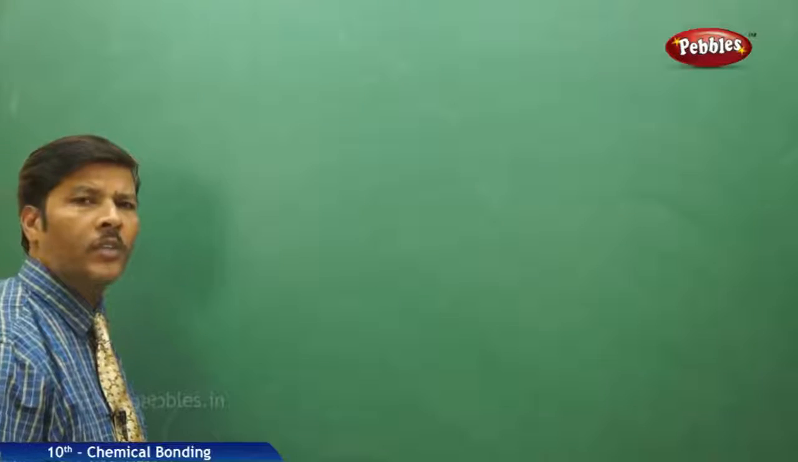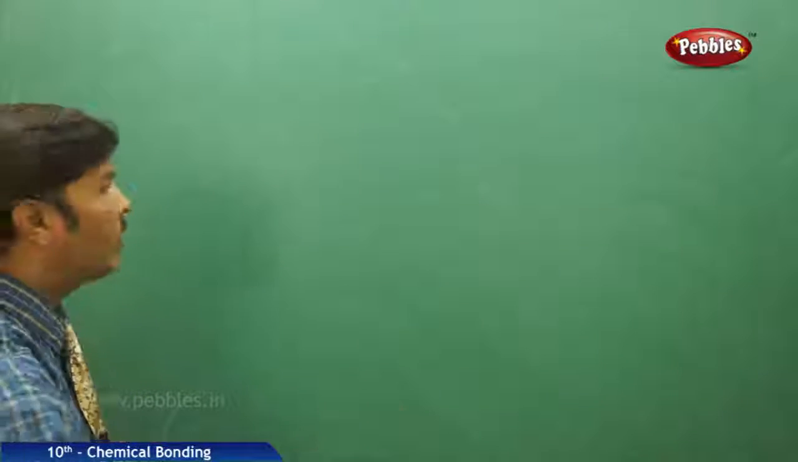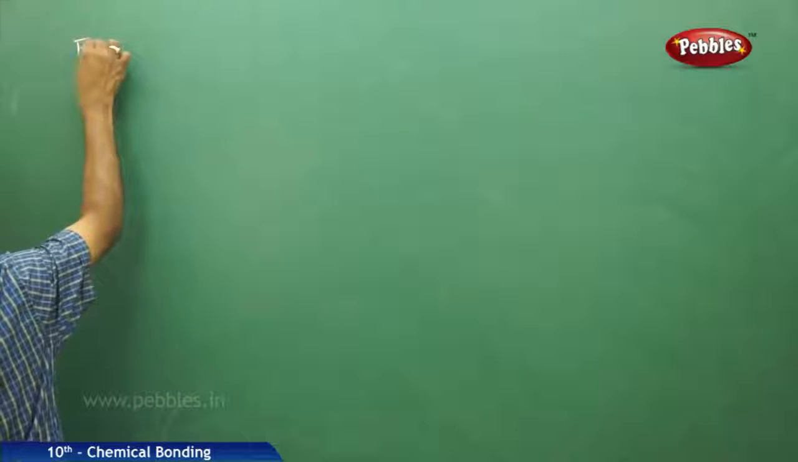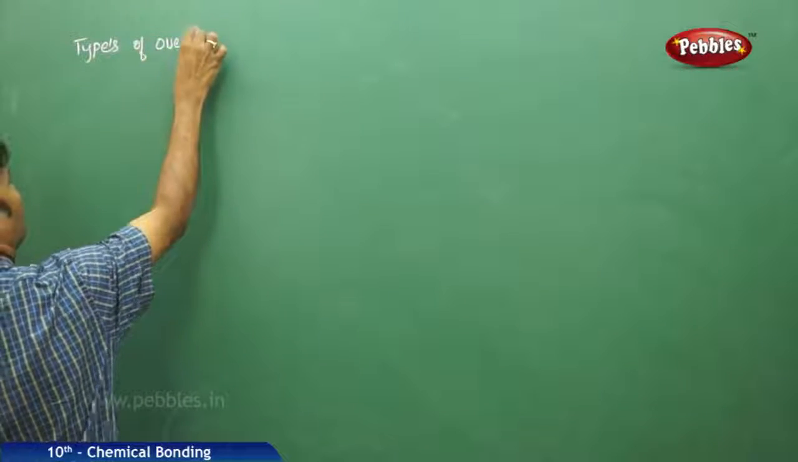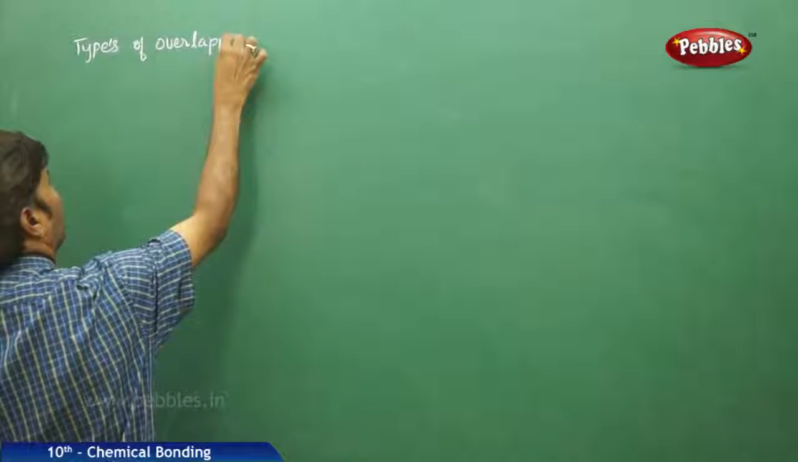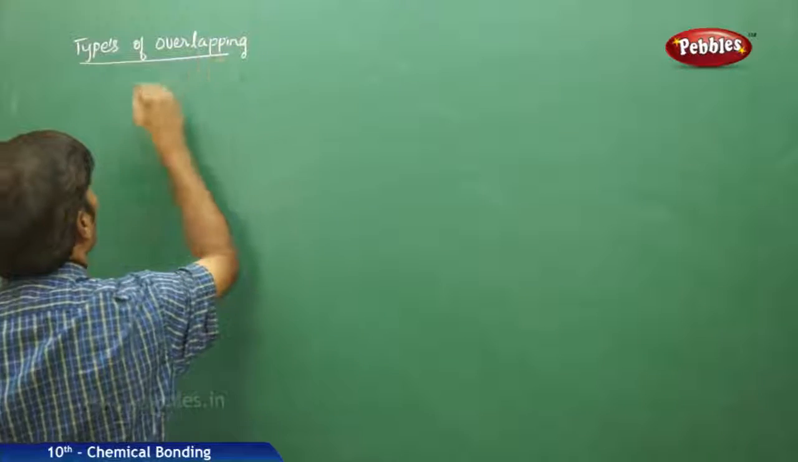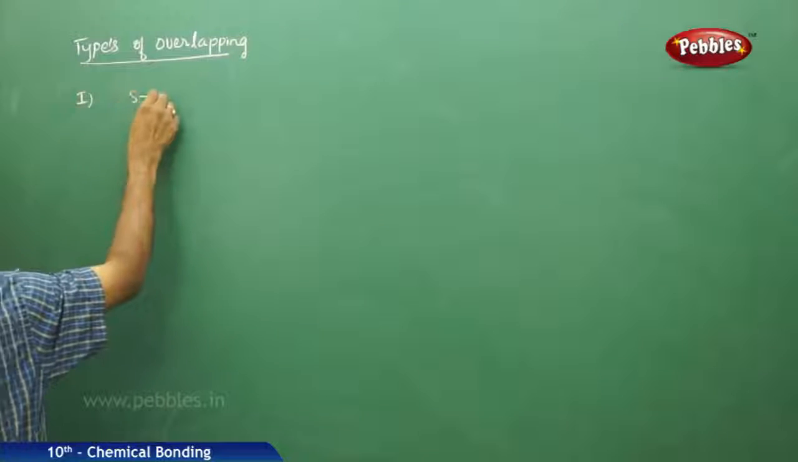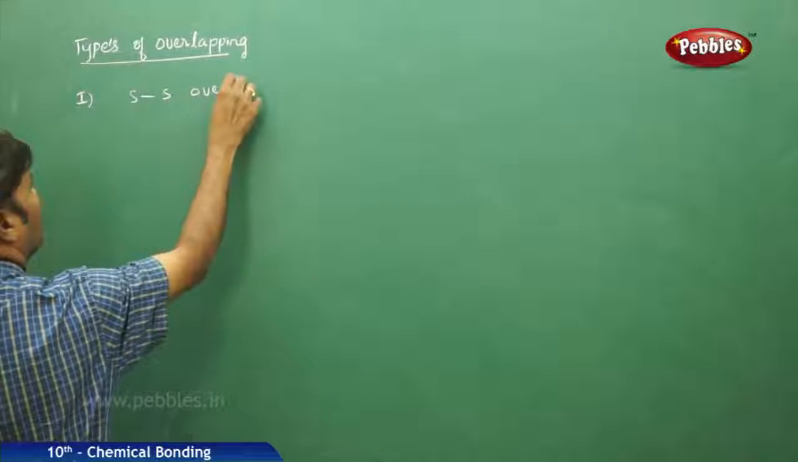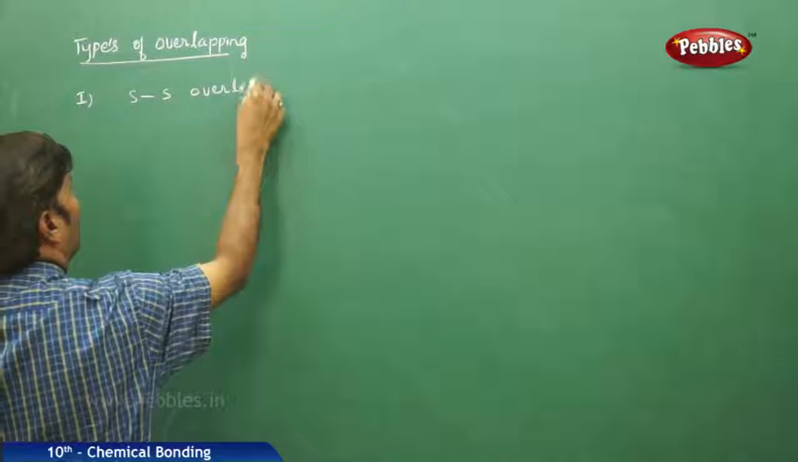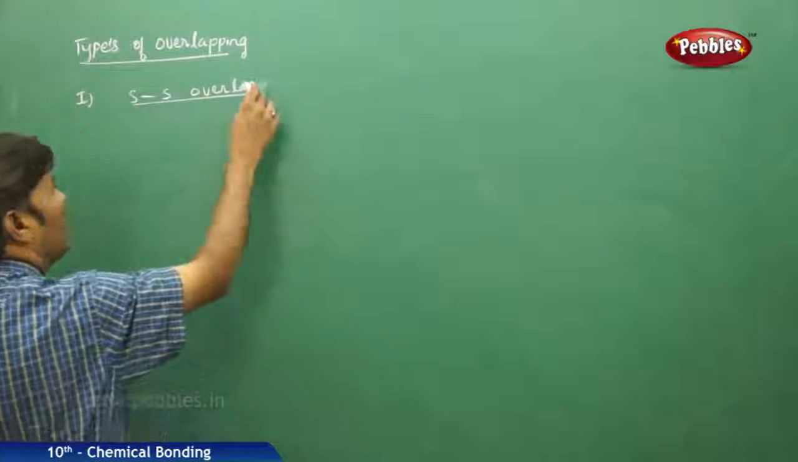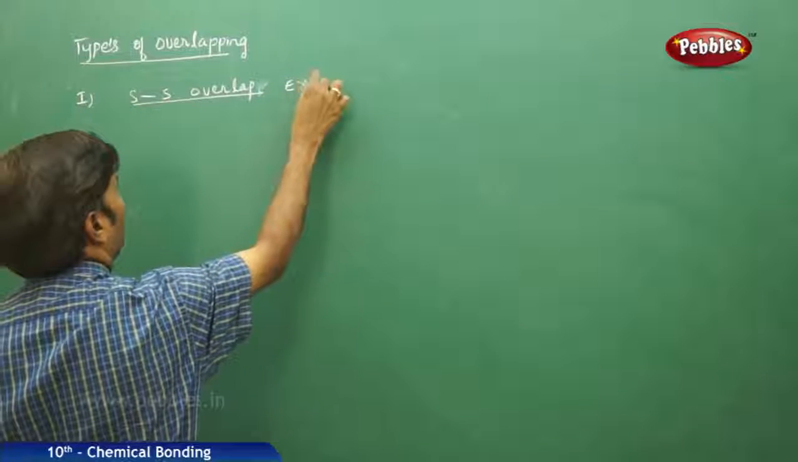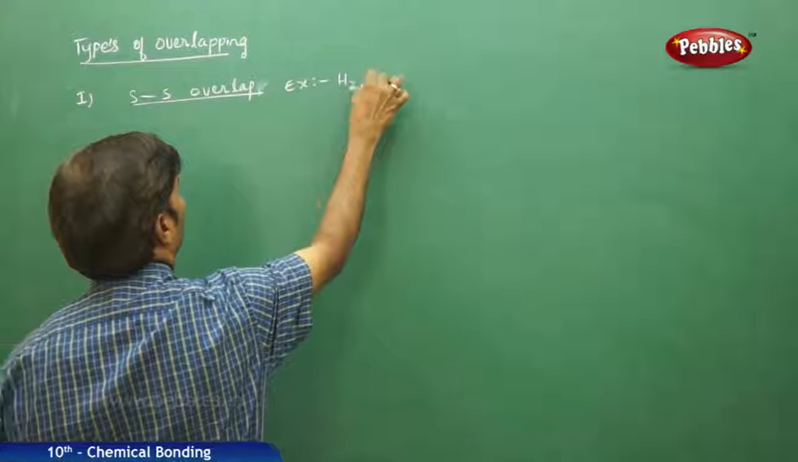For the next part of the discussion in valence bond theory, now we'll go for types of overlapping. In these types of overlapping, the first one is ss overlap. In this ss overlap, if you take an example, as I already told you, it is the H2 molecule.